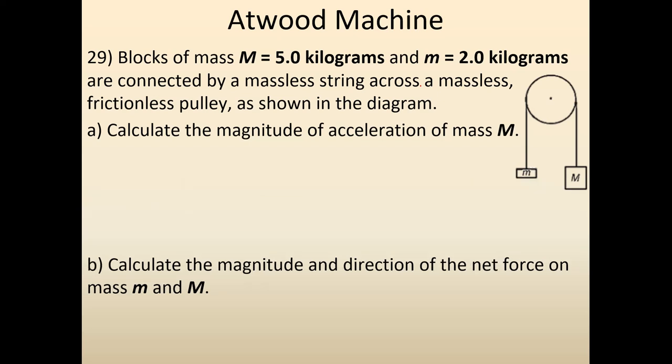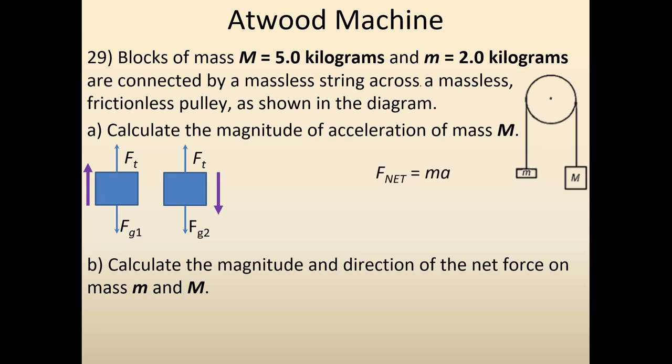All right. So in the first part, I want to draw an FBD for this. So the little mass has a force going down and a tension force going up, and it's accelerating upwards. The big mass has a force due to gravity going down and a tension force going up, and it has an acceleration going downwards. So this is how I would derive it. I'd start with F net equals ma. Remember, we always have to start with one of those basic general equations.